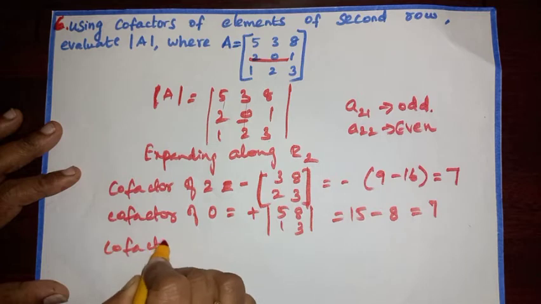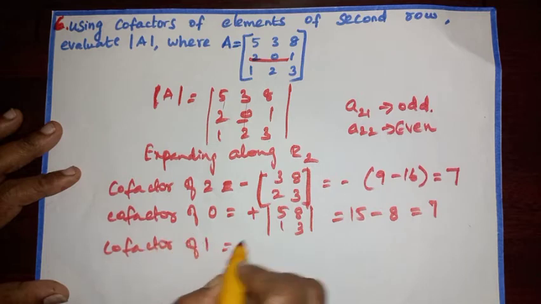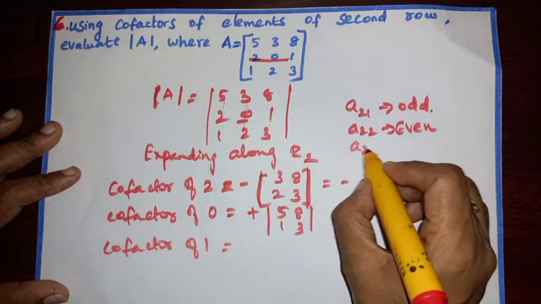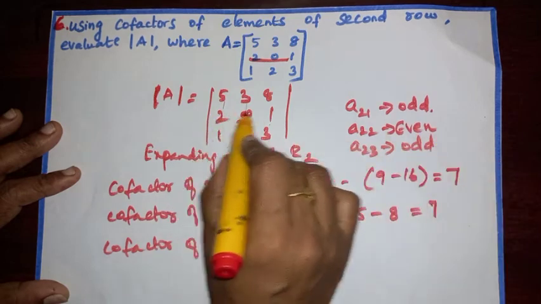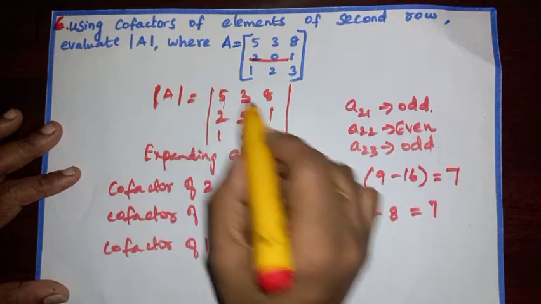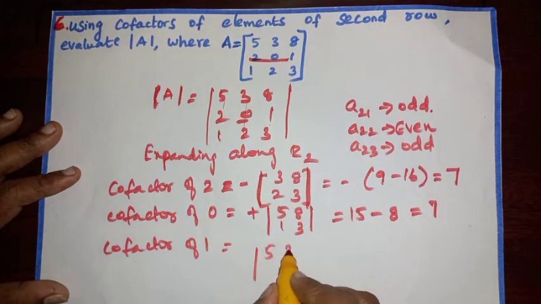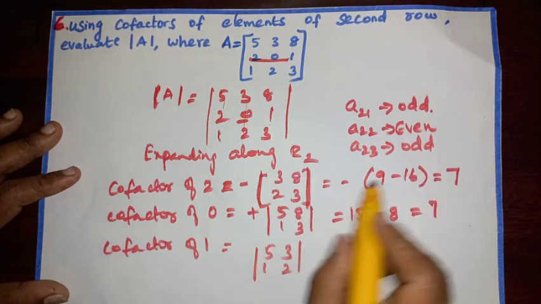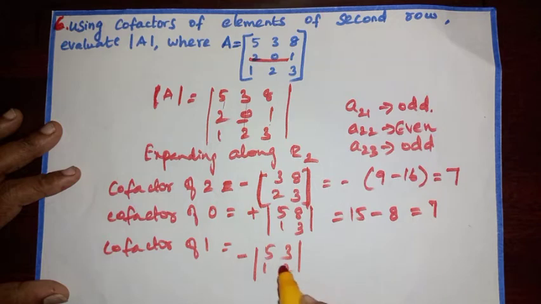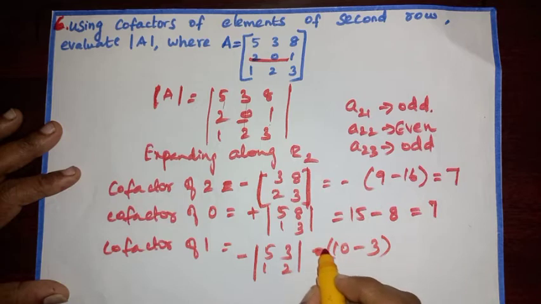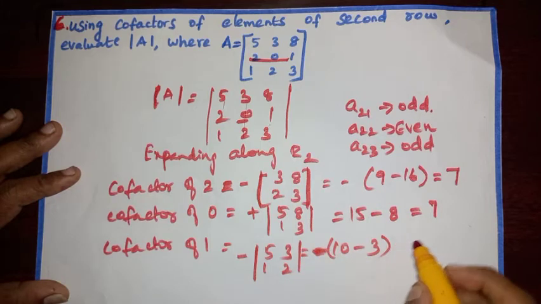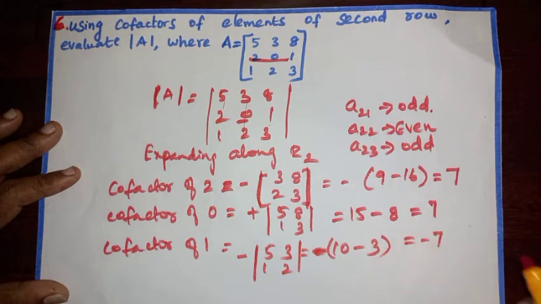Cofactor of 1. 1 is in the place of A23, which is odd. Delete second row and third column. Then we have 5, 3, 1, 2. Since it is odd, we have to use negative sign. 5 2s are 10 minus 3. Minus of 10 minus 3 is 7, so minus 7.